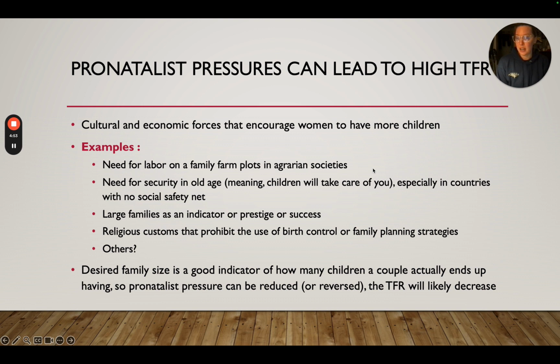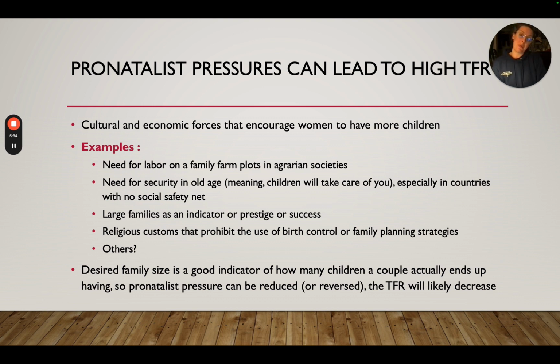You have to have labor on the family farm, for in agrarian societies, right? If you have more hands, you're going to be able to do a lot more work, right? Your farm's going to be way more efficient. Or you need security in your old age, meaning that the children will take care of you, especially in countries where there's no social safety net. Large families could be used as an indicator of prestige or success, right? So the more children you are able to have, the more successful you are shown to be. Your seed is fertile.